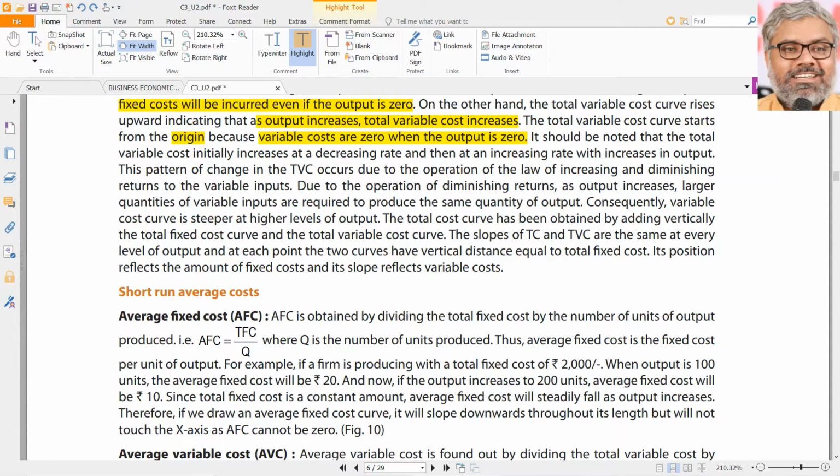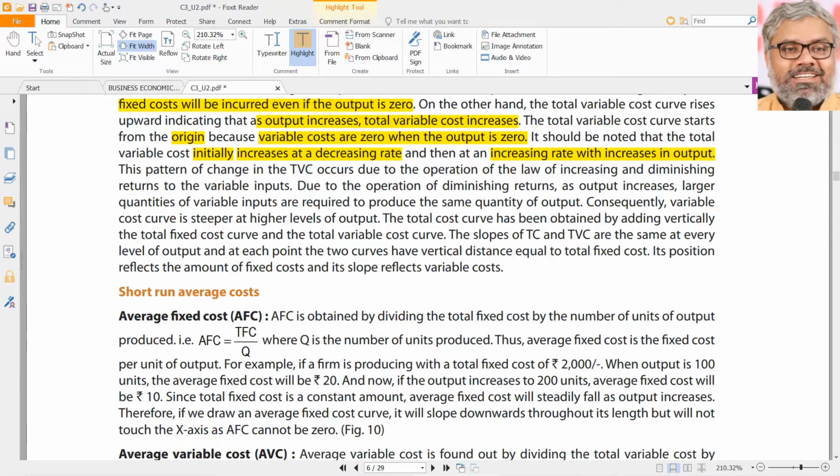But how does it behave? It will increase at a decreasing rate initially. It will increase at a decreasing rate, and then it will further increase naturally, but at an increasing rate as there is an increase in output. So why is that? You can just understand this is the effect of the law of increasing and diminishing returns to the variable inputs. So now production theory and cost theories will be coming into the same line.